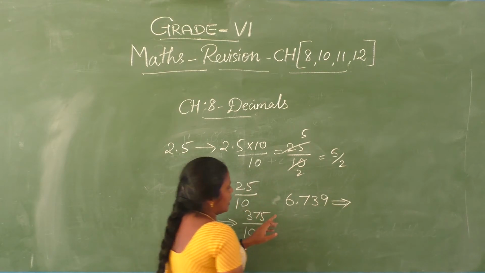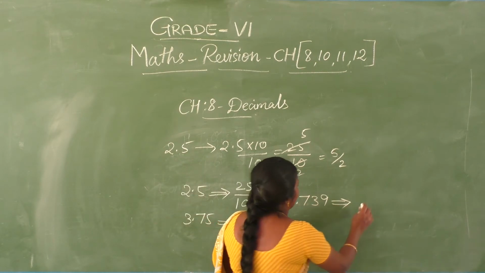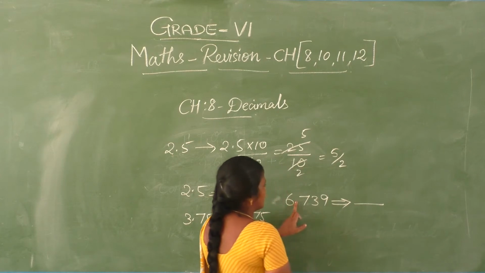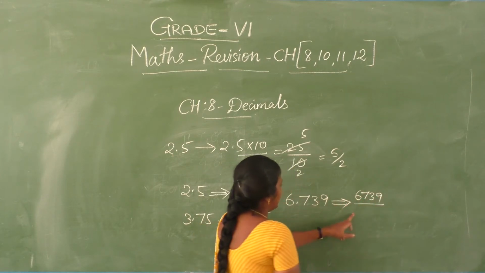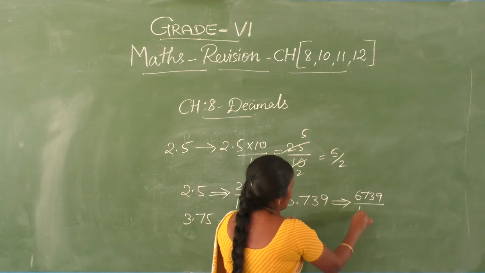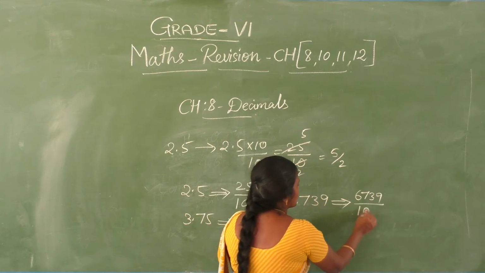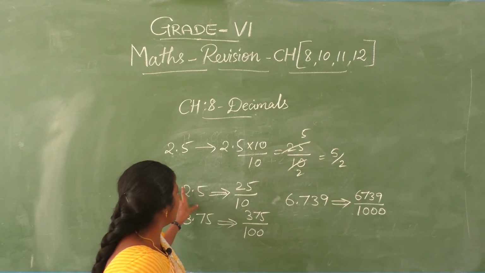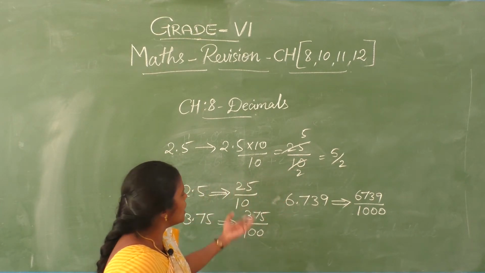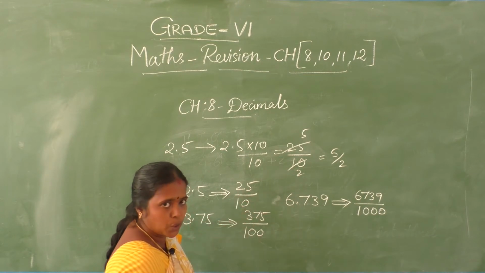Shortly I am telling. Okay. 6.739, how to change into a fraction? First of all, the numerator is the number without the point. For the denominator, after the point there are 3 digits, so you have to enter 3 zeros. This is the short form for changing decimal to fraction. After that you can reduce it into the lowest form.